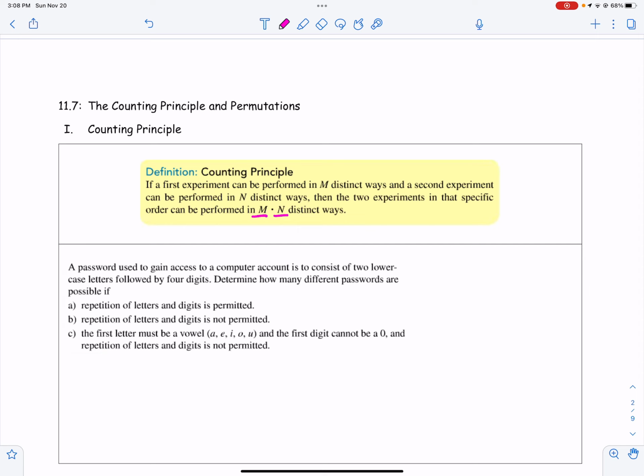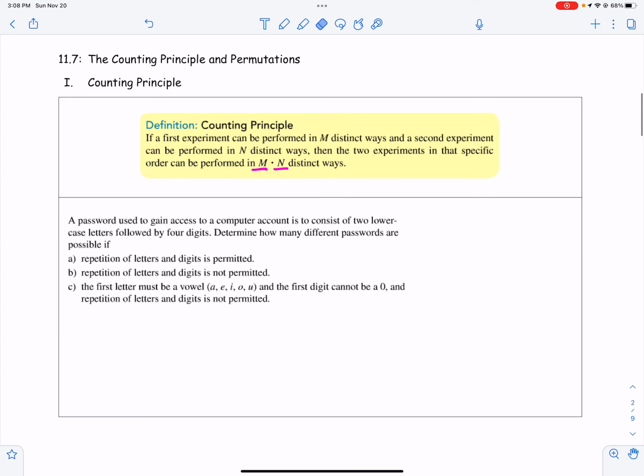Also paying attention to whether things are being repeated or not being repeated. So if we are to create a password, it's got two lowercase letters, so make sure you underline that, two lowercase letters, and then it's followed by 4 digits, okay? So remember, we've got the lowercase letters A to Z, which means that we have 26 letters of our alphabet. And then we've got the digits 0 to 9, which says that we've got 10 total digits, okay?